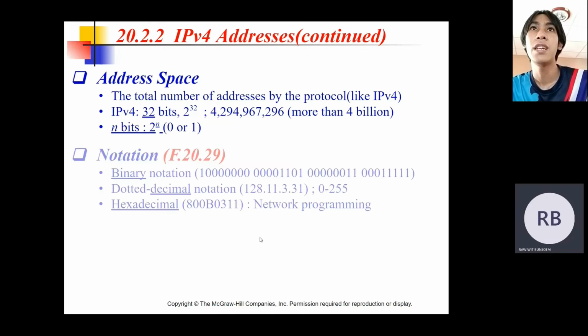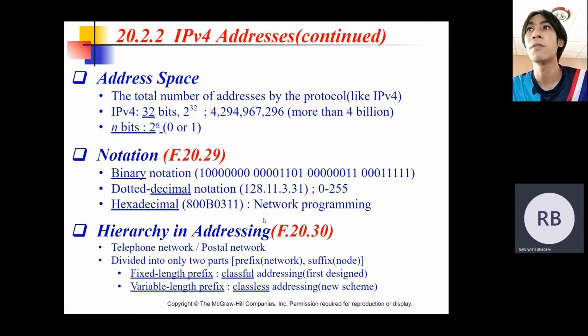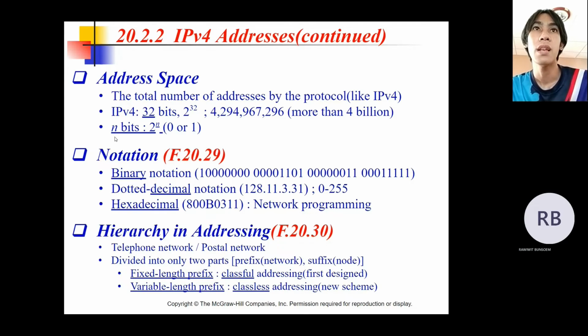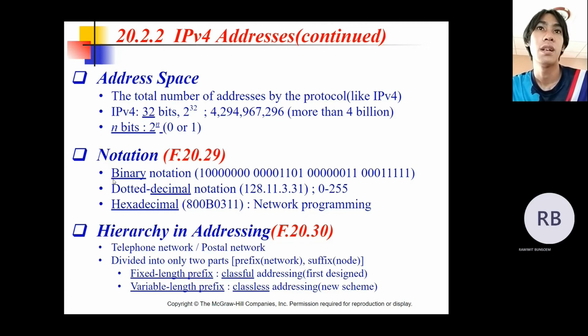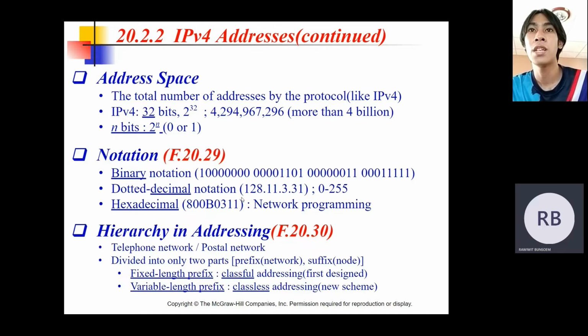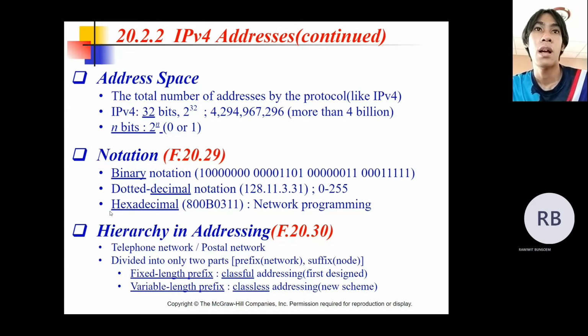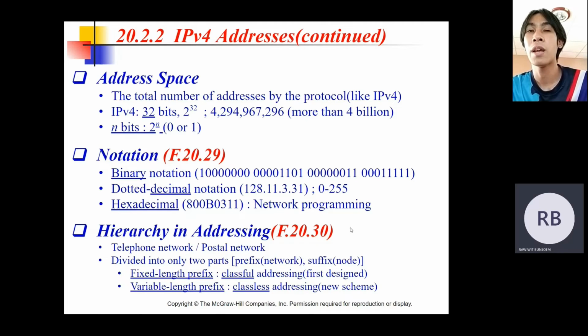Continue. Address space is the total number of addresses used by the protocol. IPv4 is 32-bit, so it is 2^32 addresses; for n bits it is 2^n. The next is notation: binary notation, dotted decimal notation, and hexadecimal.